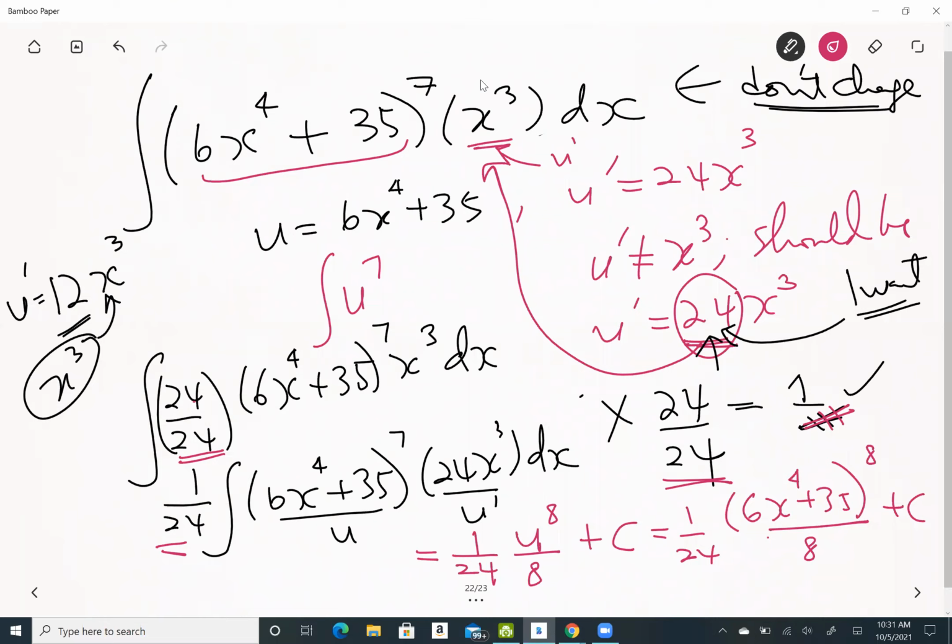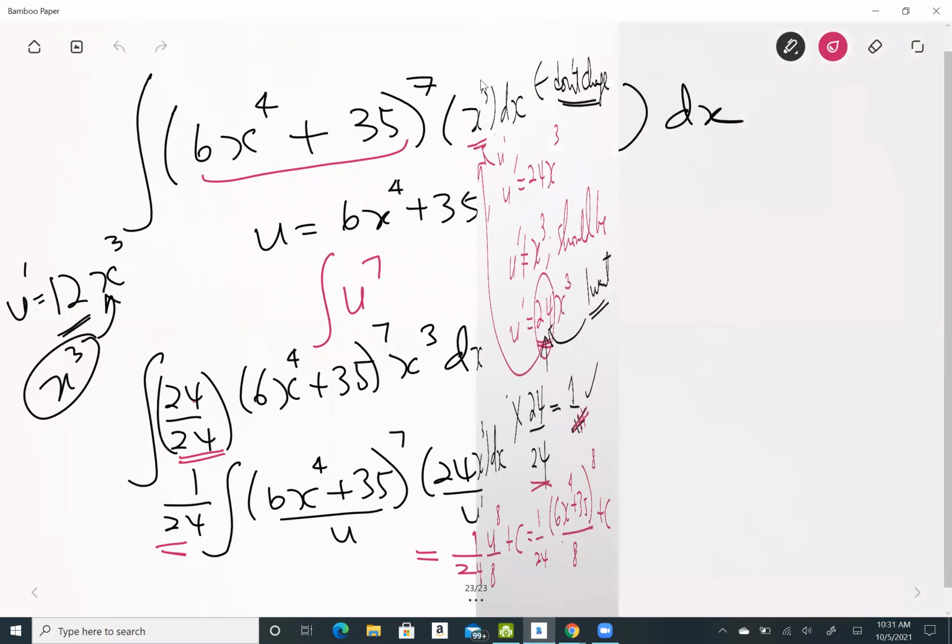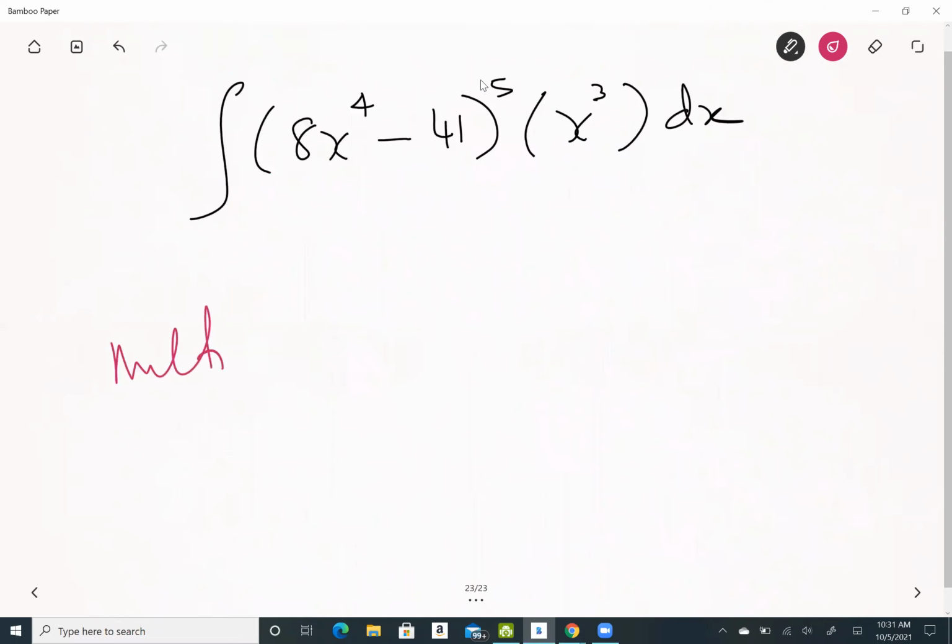So now what do we have? We have u to the power 7, u prime. Okay? Now we can integrate. So the key here is to get the u prime, you multiply by a ratio of a constant over the same constant. So like I said earlier, I can multiply by the ratio of A over A.